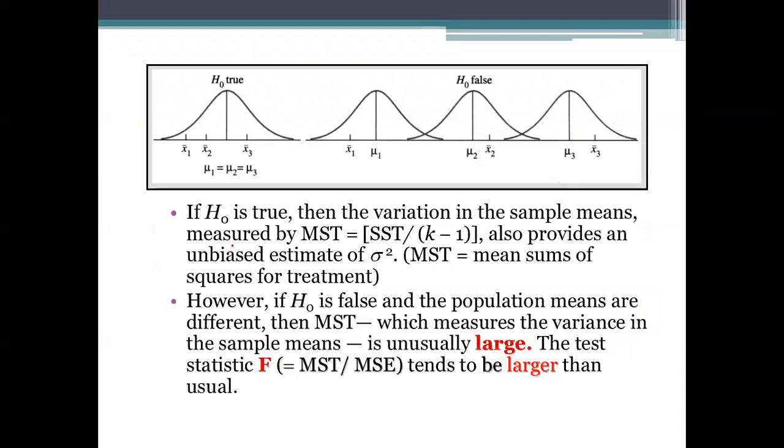Okay, so if the null hypothesis is true, then the variation in the sample means measured by MST, equal to SST divided by K minus 1, also provides an unbiased estimate of variance. However, if the null hypothesis is false and the population means are different, then MST, which measures the variance in the sample means, is unusually large. So the test statistic F tends to be larger than usual.